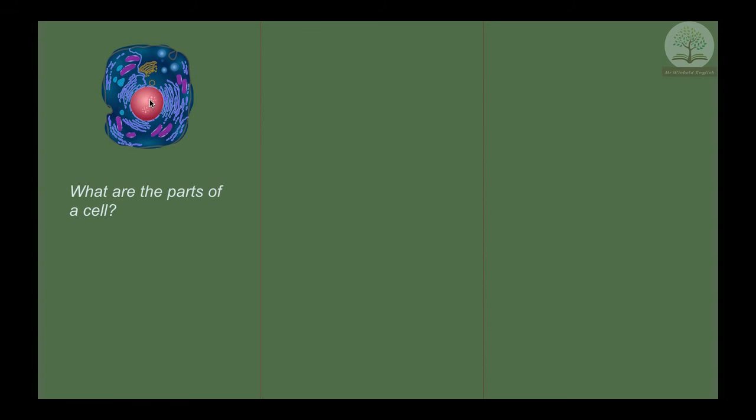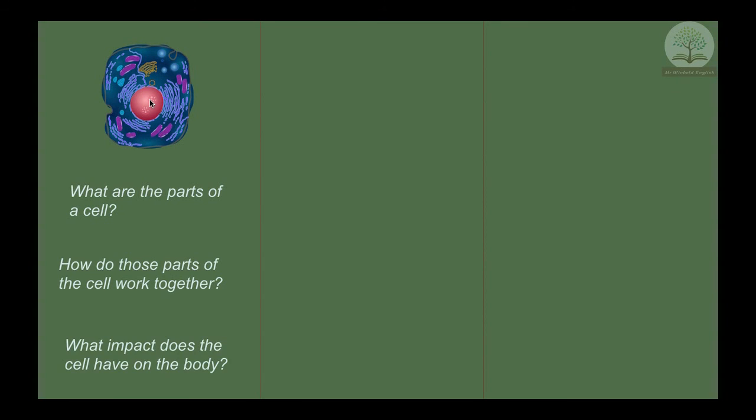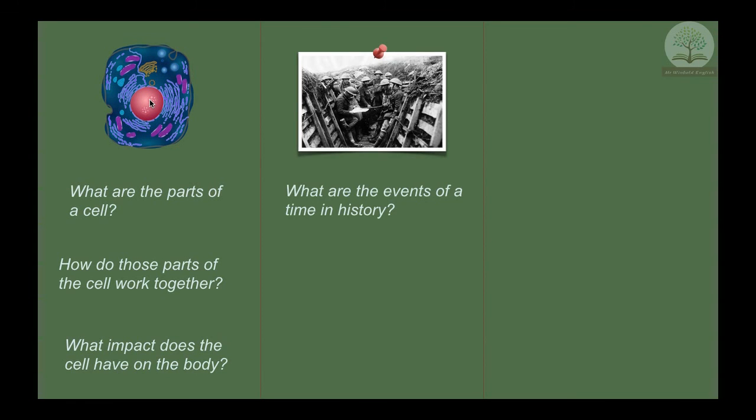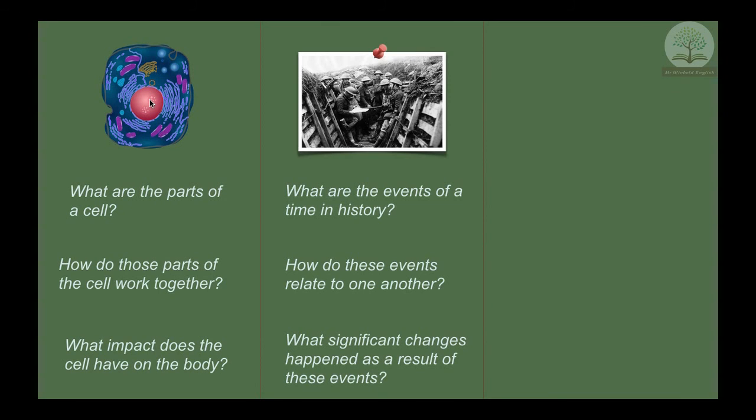For example, in biology, we might ask, what are the parts of a cell? How do those parts of a cell work together? And what impact does the cell have upon the body as a whole? In history, we might ask, what are the events of a time in history? How do these events relate to one another? Why did they happen? And what significant changes happened as a result of these events?